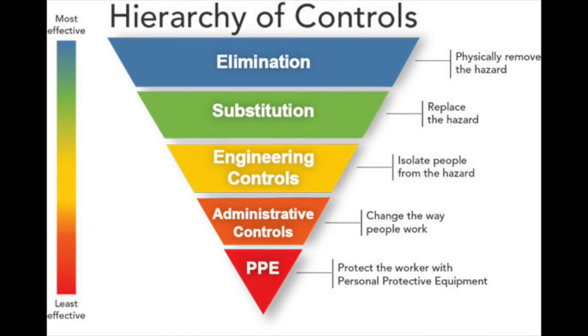And lastly, the least effective hierarchy of control is to protect the worker with personal protective equipment, which is PPE. Examples of PPE are gloves, uniform, respirators, hard hat, safety glasses, high visibility clothing, and also safety footwear. However, PPE is considered the least effective way in the hierarchy of control. So as we can see here, we can use the hierarchy of control as one of the mitigations to minimize the risk.